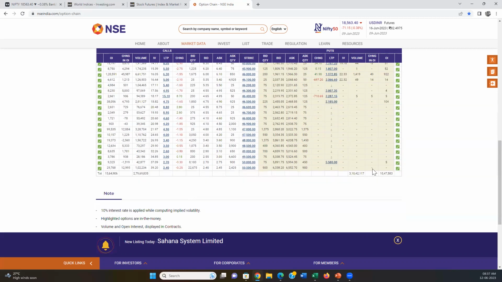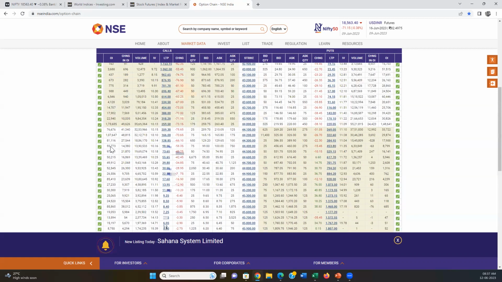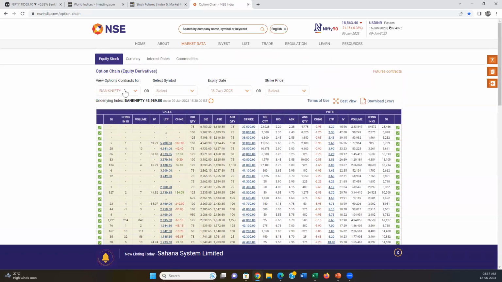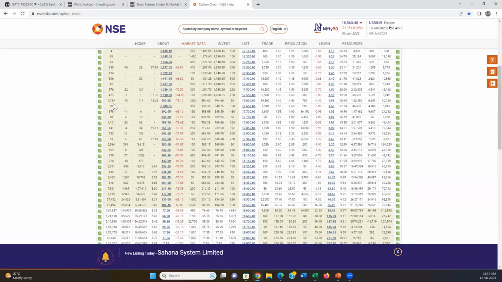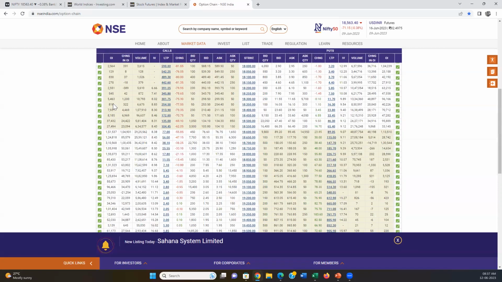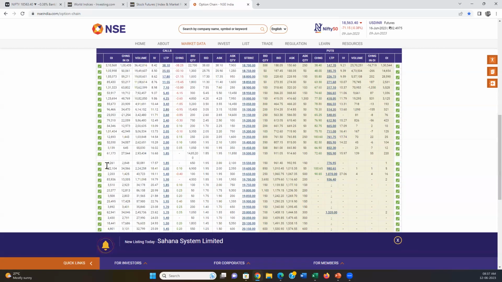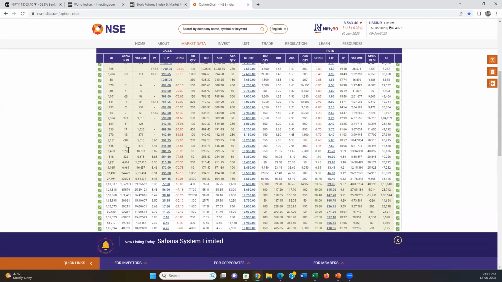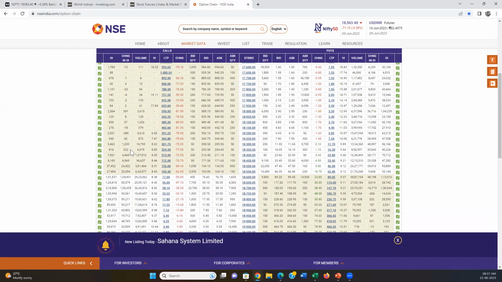Even here also 10 lakh, 15 lakh. So in the money there are, and 44,000 might become a resistance now. That's also a round figure, so we'll have to wait. Only if the people who shorted here exit will you get a very straightforward momentum. But I don't think that's possible. So that's how it is.